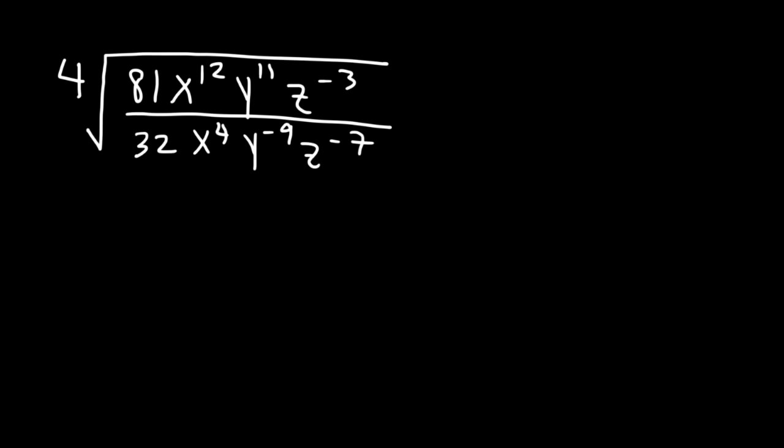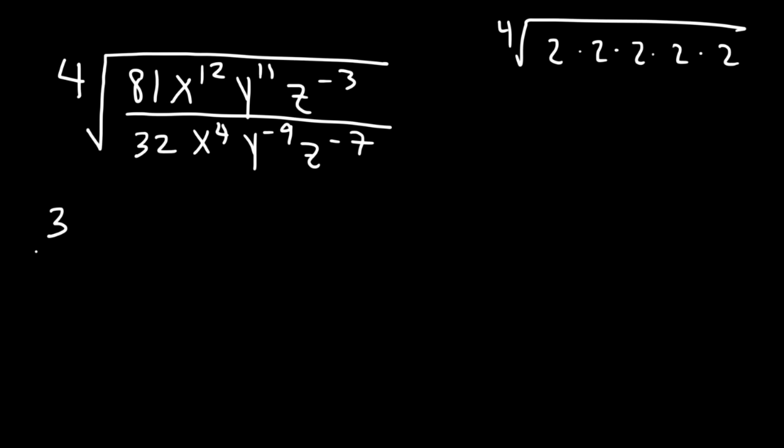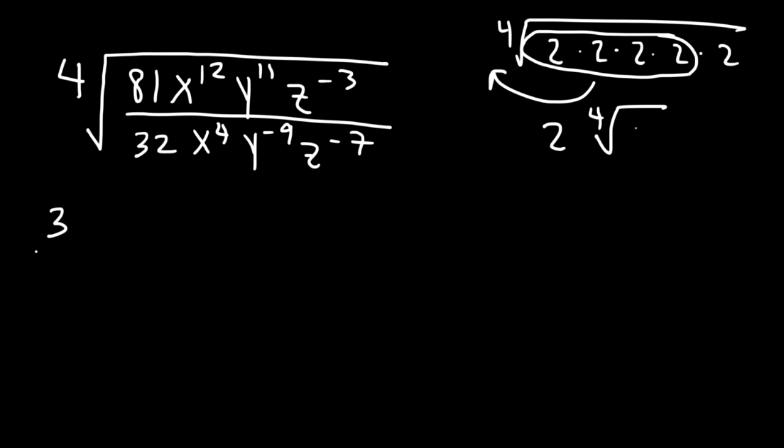So the fourth root of 81 is 3. Now what about the fourth root of 32? Well, 32 can be broken up into five 2's. It's basically 2 to the 5th power. And if we take the fourth root of 2 to the 5th power, we can take four 2's and take it out as 1. So it's going to be 2 times the fourth root of 2. So we're going to have a 2 on the outside, and 1 will be left over on the inside. So I'm going to write it like this for now.